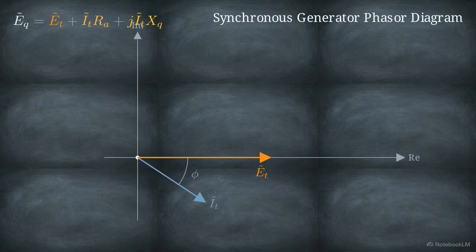Now we track the voltage drops inside the machine. First is the drop across the stator resistance. Because resistance is a real value, this voltage drop runs parallel to the current. We append the resistance vector to the tip of the terminal voltage vector. Next is the synchronous reactance drop. In our equation, this reactance carries the complex operator J, which dictates a 90-degree counterclockwise rotation. From the tip of the resistance drop, we draw the reactance drop at a perpendicular angle.